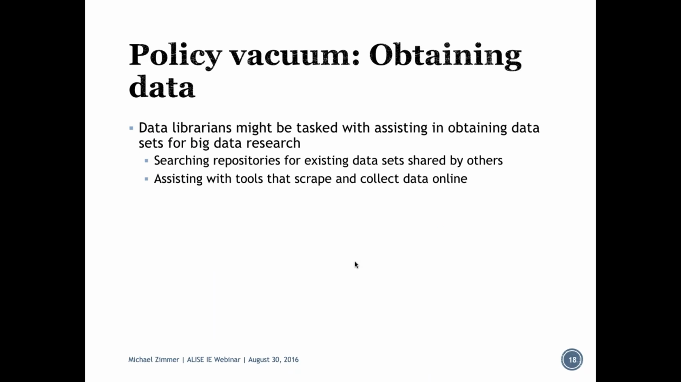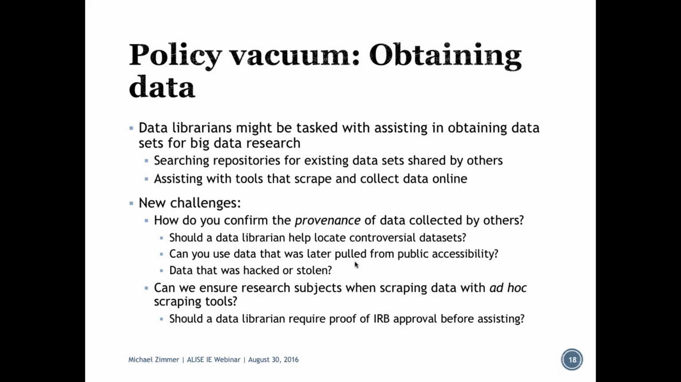So one of them has to do with obtaining data. You might be asked as a data librarian to help someone find a data set that's already out there. As more and more data is being shared, you might have to help them find one of those shared data sets. Or even helping a researcher scrape data themselves, helping them with a tool that you can use online to get data from a Twitter feed or a comment stream on a blog site.